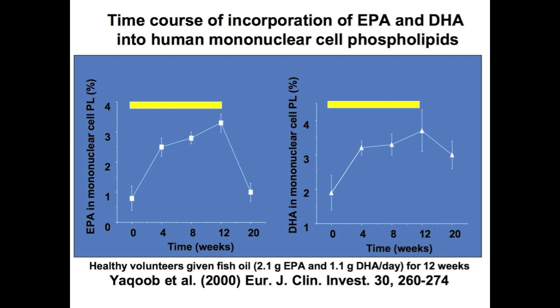DHA is just a little bit different, and this is a subtlety that people like me are very interested in. It gets in just the same, but when you stop the supplementation, the cells hang on to the DHA a little bit more than they hang on to the EPA. Eventually, this does come back down again. But people have interpreted this to mean that DHA is much more important to these cells than EPA, and they're trying to hang on to it. And there might be something in that.